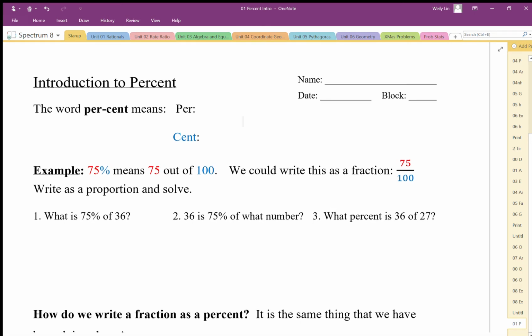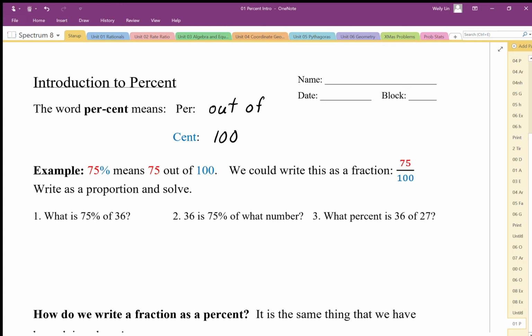So what is percent? Percent literally means out of 100. So per means out of, and cent is 100. So 75% means 75 out of 100. We can write this as a fraction or a ratio of 75 to 100. So we can solve these percentage problems by setting up this ratio or proportion.